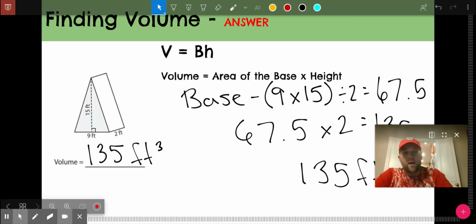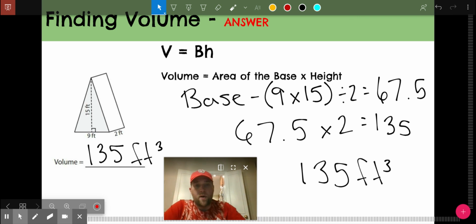And there you go. There is your answer for this problem. 9 times 15 divided by 2 is 67.5. 67.5 times 2 is 135 feet cubed.